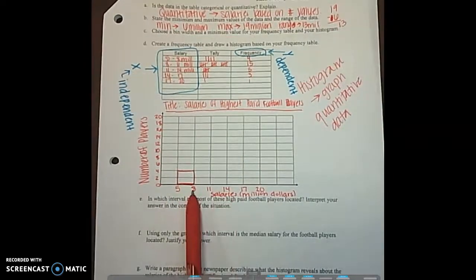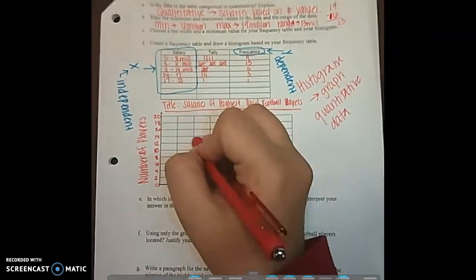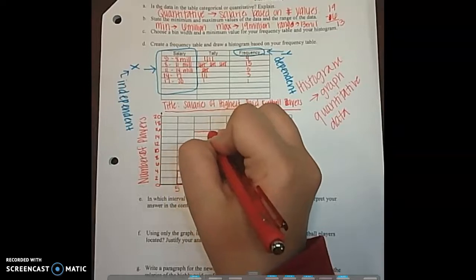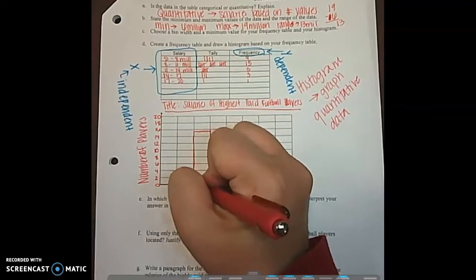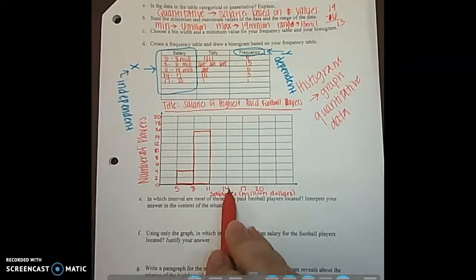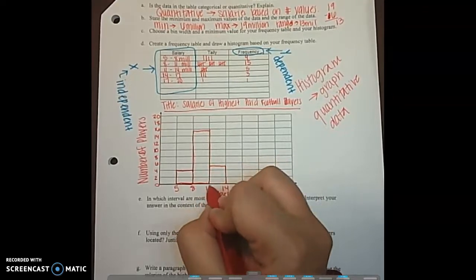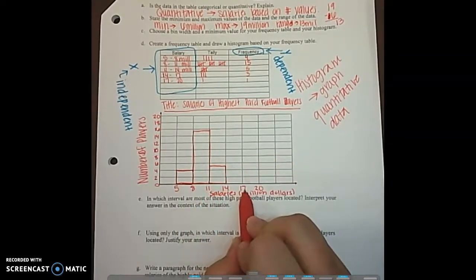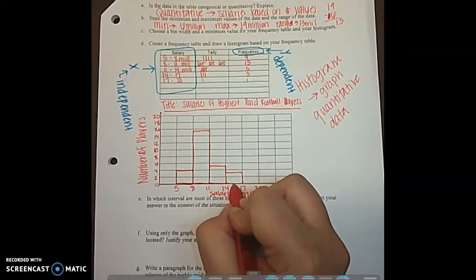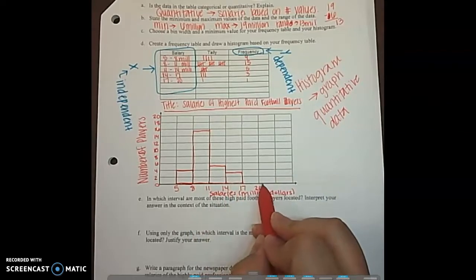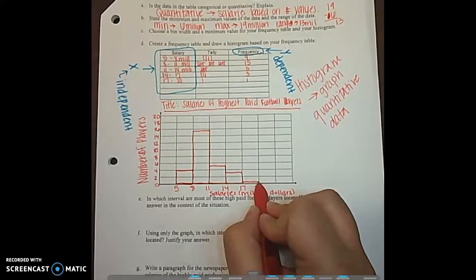All right, so from 8 million to 11 million, we are at 15. So we're going to be in between 14 and 16. From 11 to 14 million, we're at 5. So we're in between 4 and 6. From 14 to 17 million, we're at 3. So we're in between 2 and 4. Then from 17 to 20 million, we are at 1. So we're going to be very tiny down there.